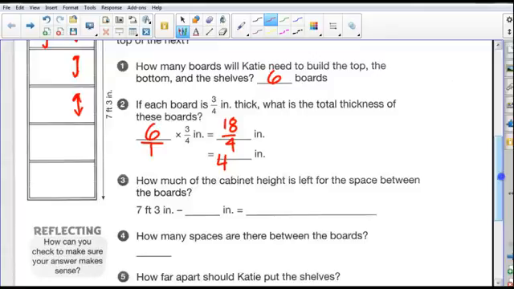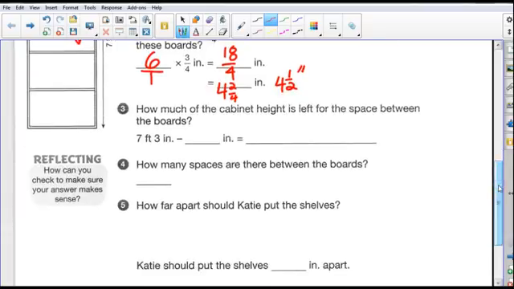Okay, 4 times 4 is 16, and we have 2 left over. We have 2/4 as a fraction, and 2/4 can be reduced to 1/2. So our total thickness for our shelves and our top and bottom is 4.5 inches. Okay. Number 3, how much of the cabinet height is left for the space between the boards?